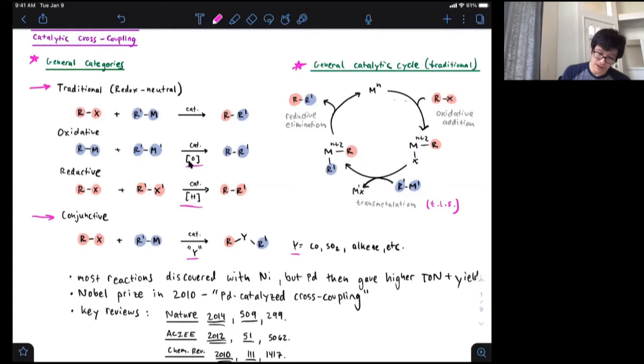And so if you encounter on a problem set or on an exam something that looks like a three-component coupling that has cross-coupling building blocks, then you can just fall back to this catalytic cycle and think about how it's all going to come together.